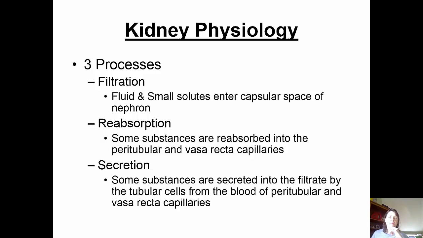This is the second installment of the urinary system's anatomy and physiology, focusing specifically on the physiology component. The kidney's purpose is to filter waste products out of the blood.